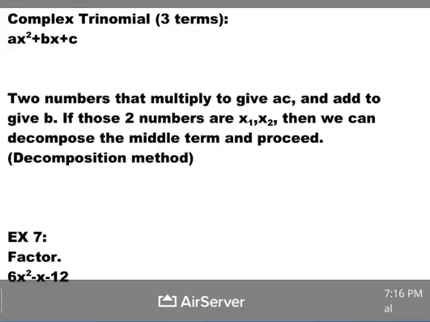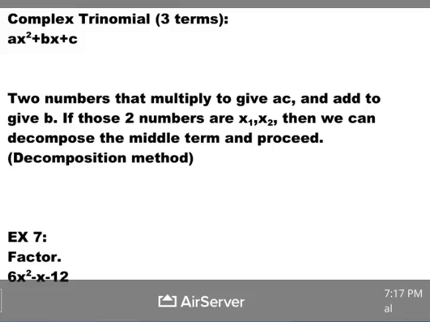Another type of factoring that we have to consider is called complex trinomial. In this type of factoring, we have a trinomial of the form ax squared plus bx plus c, where a cannot be factored out. One way of doing this is a technique called the decomposition method. And the way it works is the following.